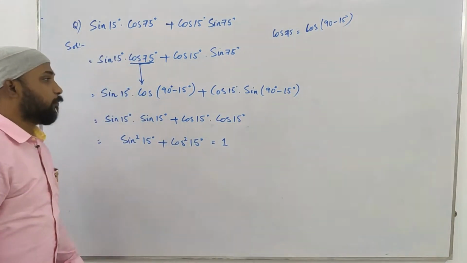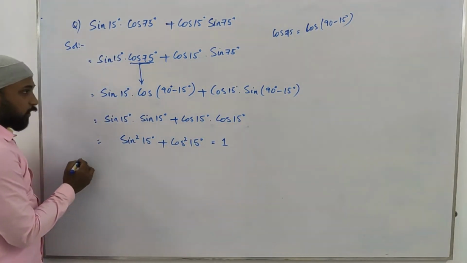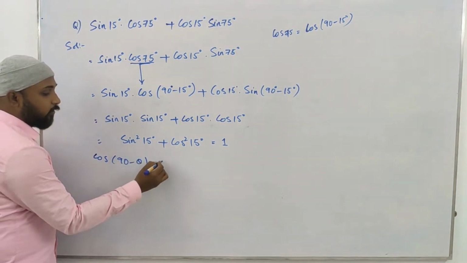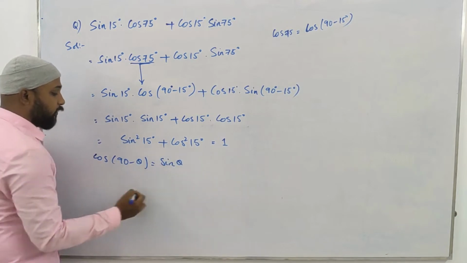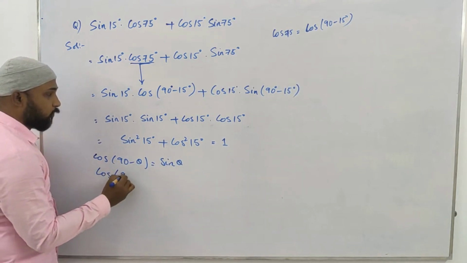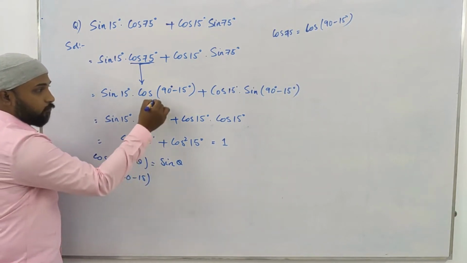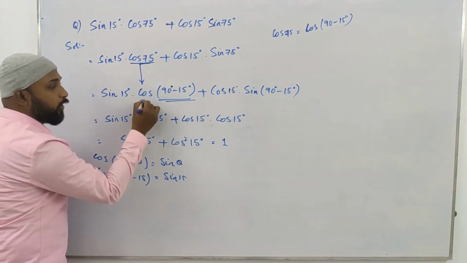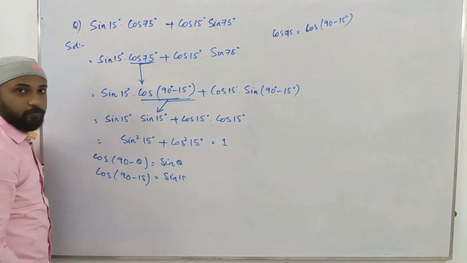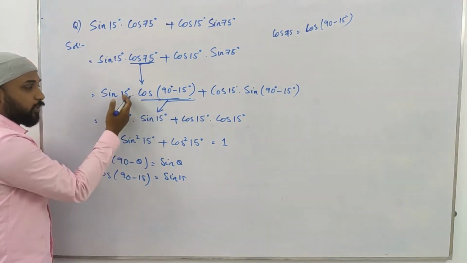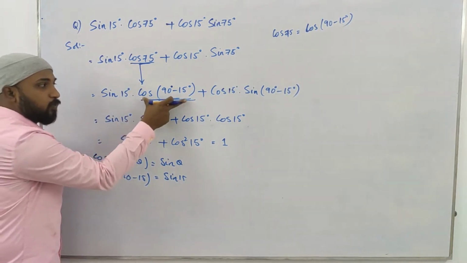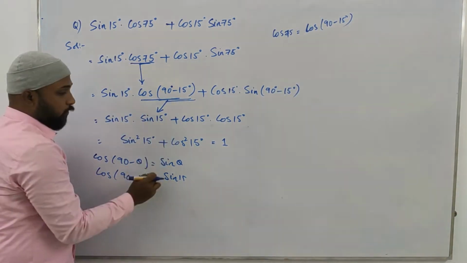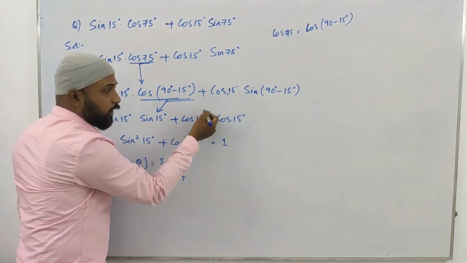Now you see what will happen. You know the formula that cos of 90 minus theta is equal to sin theta. So similarly, cos of 90 minus 15 will be equal to how much? Sine 15. In the next step, I have written sine 15 as it is, in place of cos of 90 minus 15 I have written sine 15, plus this cos 15 I have left as it is.